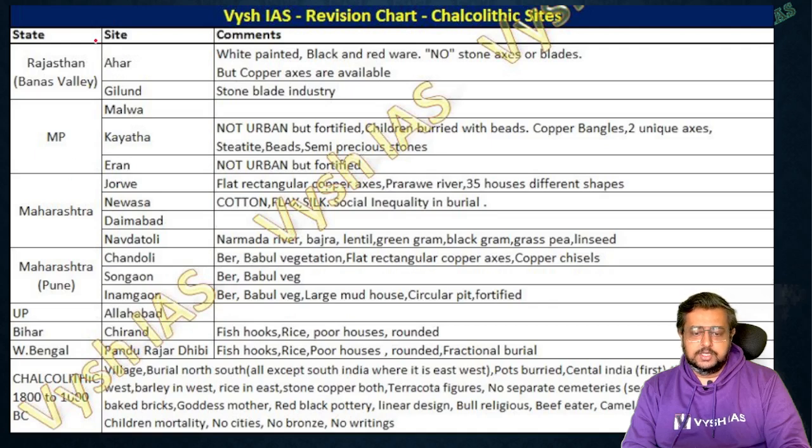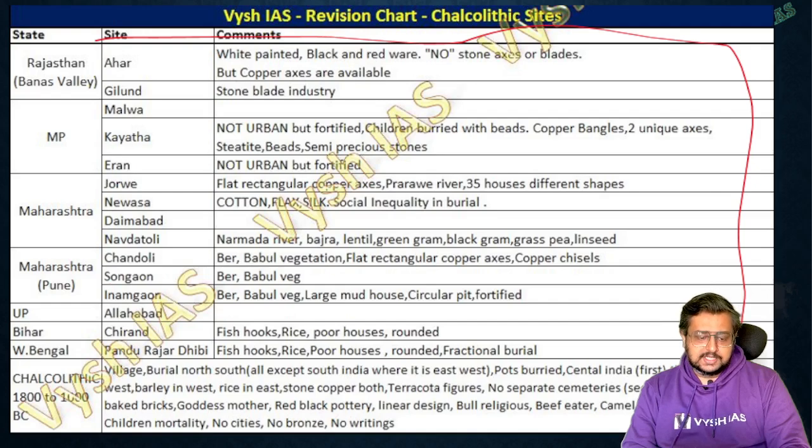And that is why we call it the revision chart. From this chart itself, if you look at previous year questions, you will notice many of these things, like whether the horse is known, or whether the Chalcolithic has copper or bronze in it. Everything has been asked once in prelims. That is why you have to make notes in this format if you are not enrolling with us.